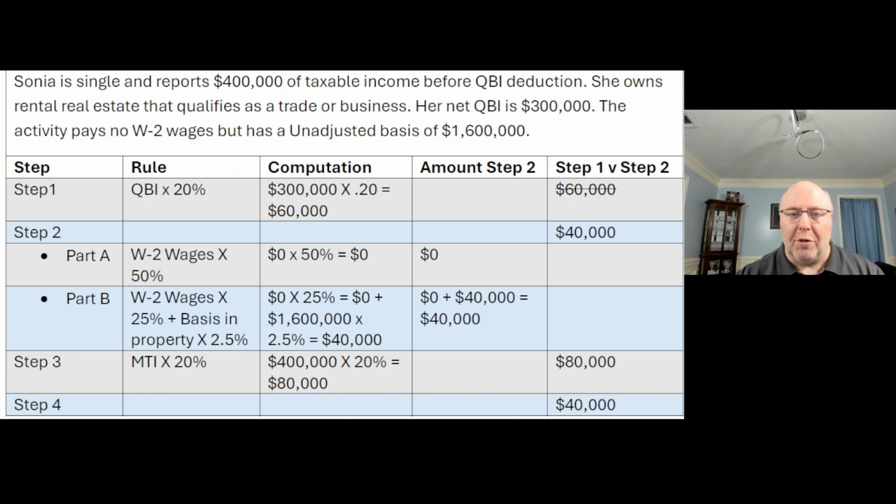If we wanted to figure out our taxable income after the QBI deduction, we would take that 40,000 and subtract it from the $400,000 of modified taxable income. Our taxable income would be $360,000.